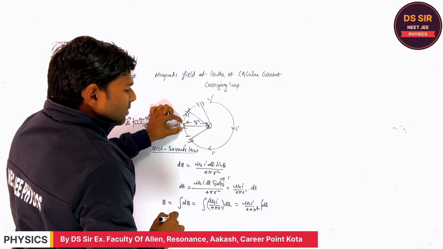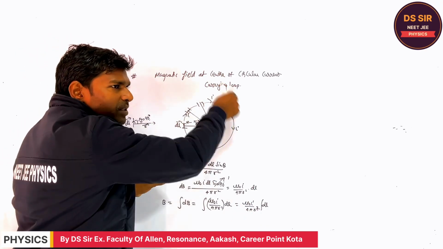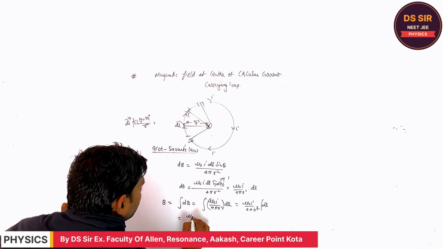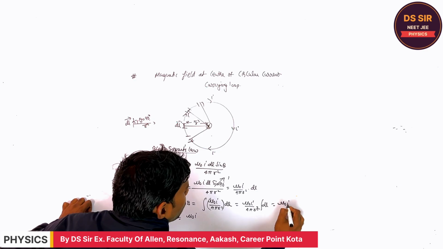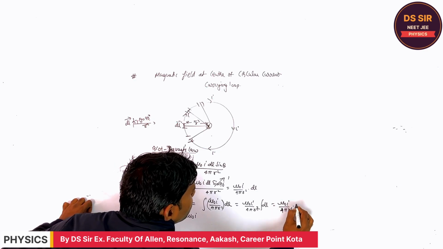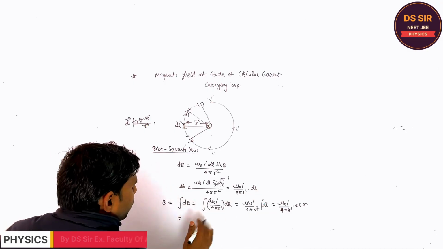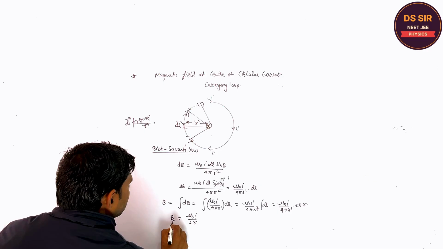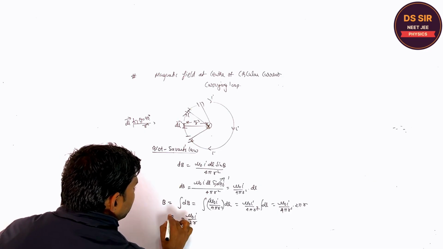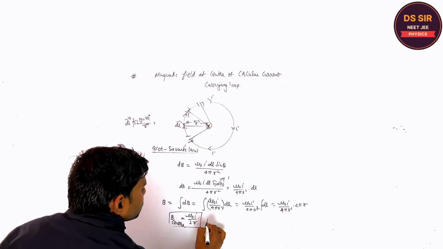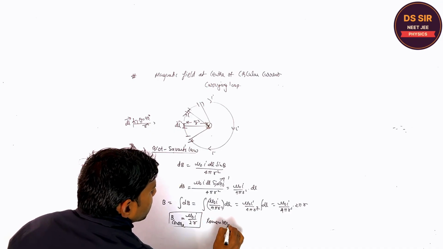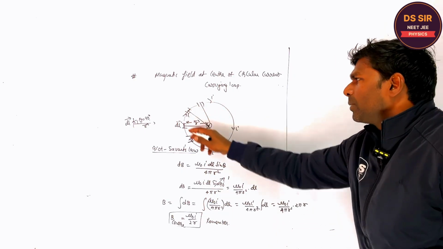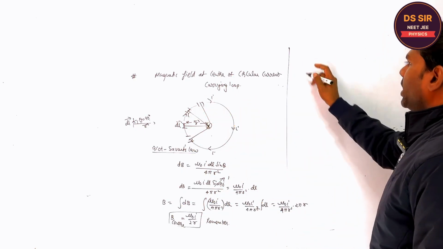What is the total integration of dl? It is 2 pi r. So it is equal to mu naught I upon 4 pi r square into 2 pi r. When you simplify this, 2 pi will cancel out, r will cancel out. So the magnetic field at the center is mu naught I upon 2r. You have to remember this, copy this. This is the magnetic field due to the complete circle at the center.